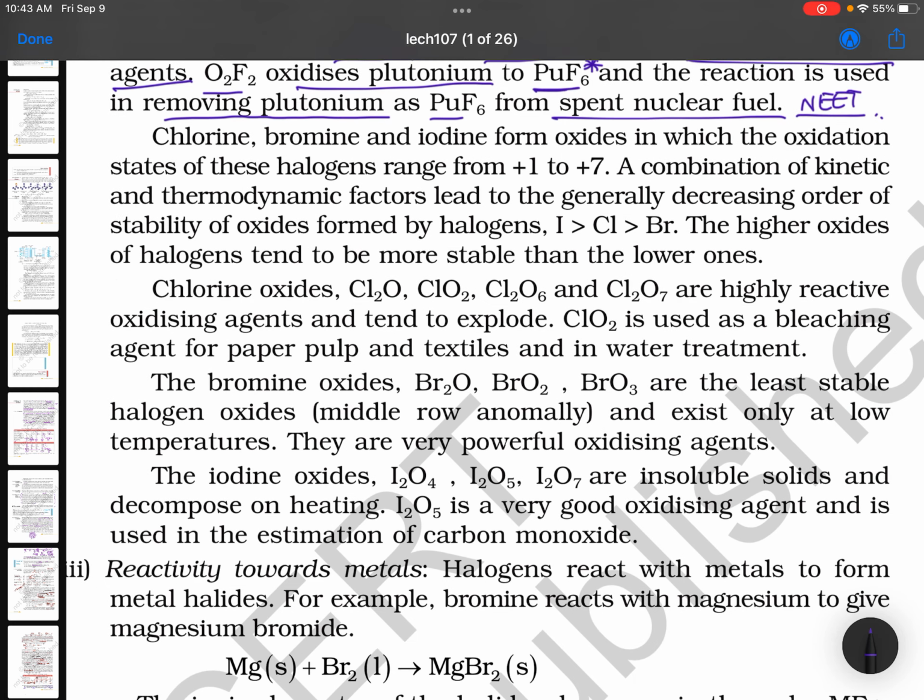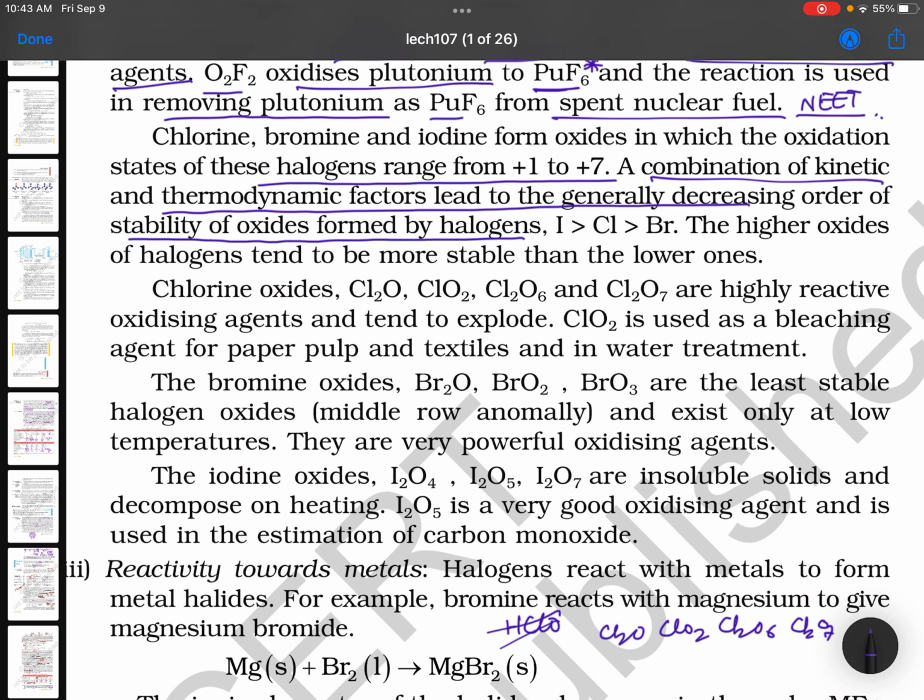Chlorine, bromine, and iodine form oxides in which the oxidation states of these halogens range from +1 to +7, like Cl2O, ClO2, Cl2O6, Cl2O7. We are discussing oxides, no? Not HClO. A combination of kinetic and thermodynamic factors lead to the general decreasing order of stability of oxides formed by halogens: I > Cl > Br. Now, very interesting. We expect Cl, then Br, then I, but it is I, Cl, Br. So this point you can notice.